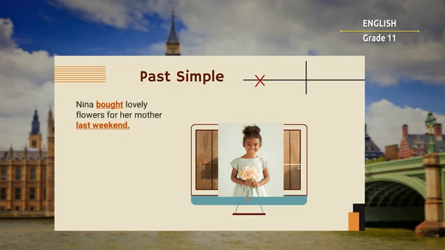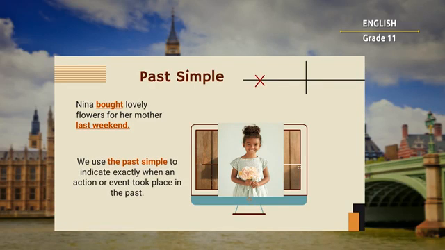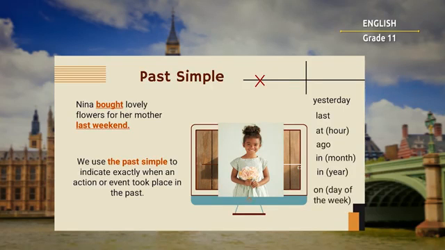Nina bought lovely flowers for her mother last weekend. It is a completed action with a specific time in the past. We use the past simple to indicate exactly when an action or event took place in the past. Which time expressions can we use with the past simple? Yesterday, last year, at 7 o'clock, 2 years ago, in December, in 1997, on Monday.